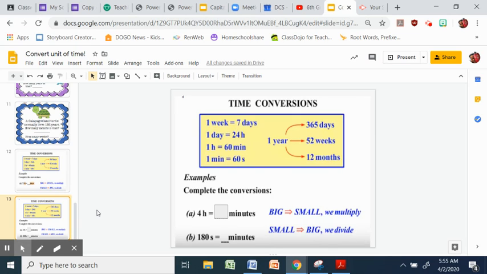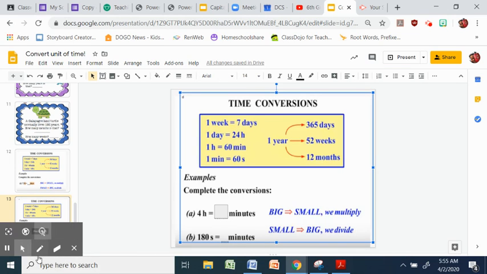Just like what we have been doing for the past week now, you have been converting units of time, units of capacity, units of weight, units of length. Now we're going to do time conversion. You have to know the basic facts of time conversion. It will be very hard to convert if you don't know the relationship between a week and a day and an hour and a minute and seconds.